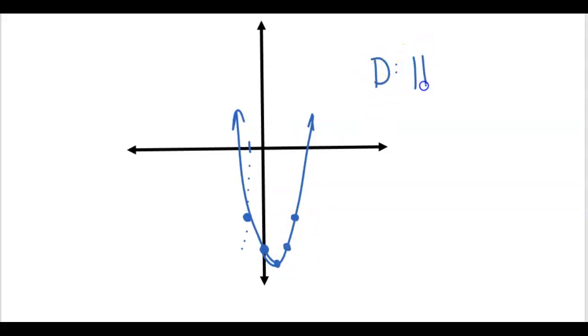The domain is all real numbers. It is going up, so the range is y greater than the y value right here. What's the y value right here? By the way, this y value right here, is it a maximum or a minimum? It's a minimum because it's at the bottom.